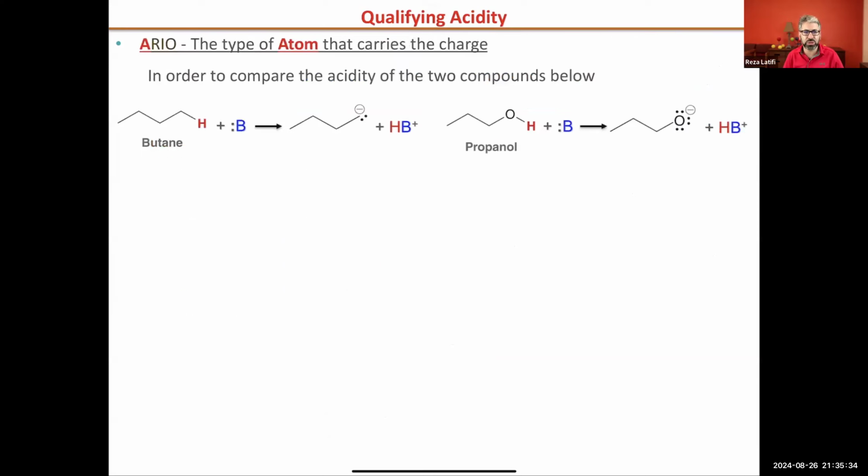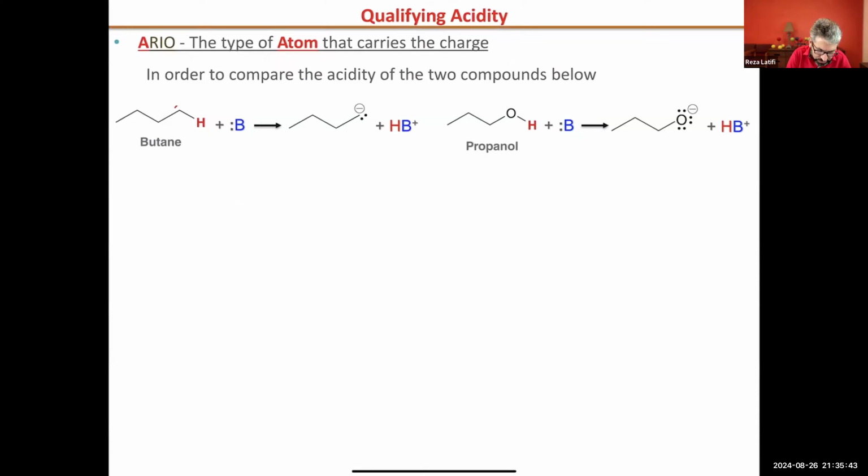The first thing that we're going to go after will be the atom. In this case, I have a butane reacting with a base. What do I have on this corner? I have a carbon atom. So if I take H+ from it, I will have a carbon with a negative charge. Well, if I do the same reaction with propanol, I will get a negative charge on oxygen.